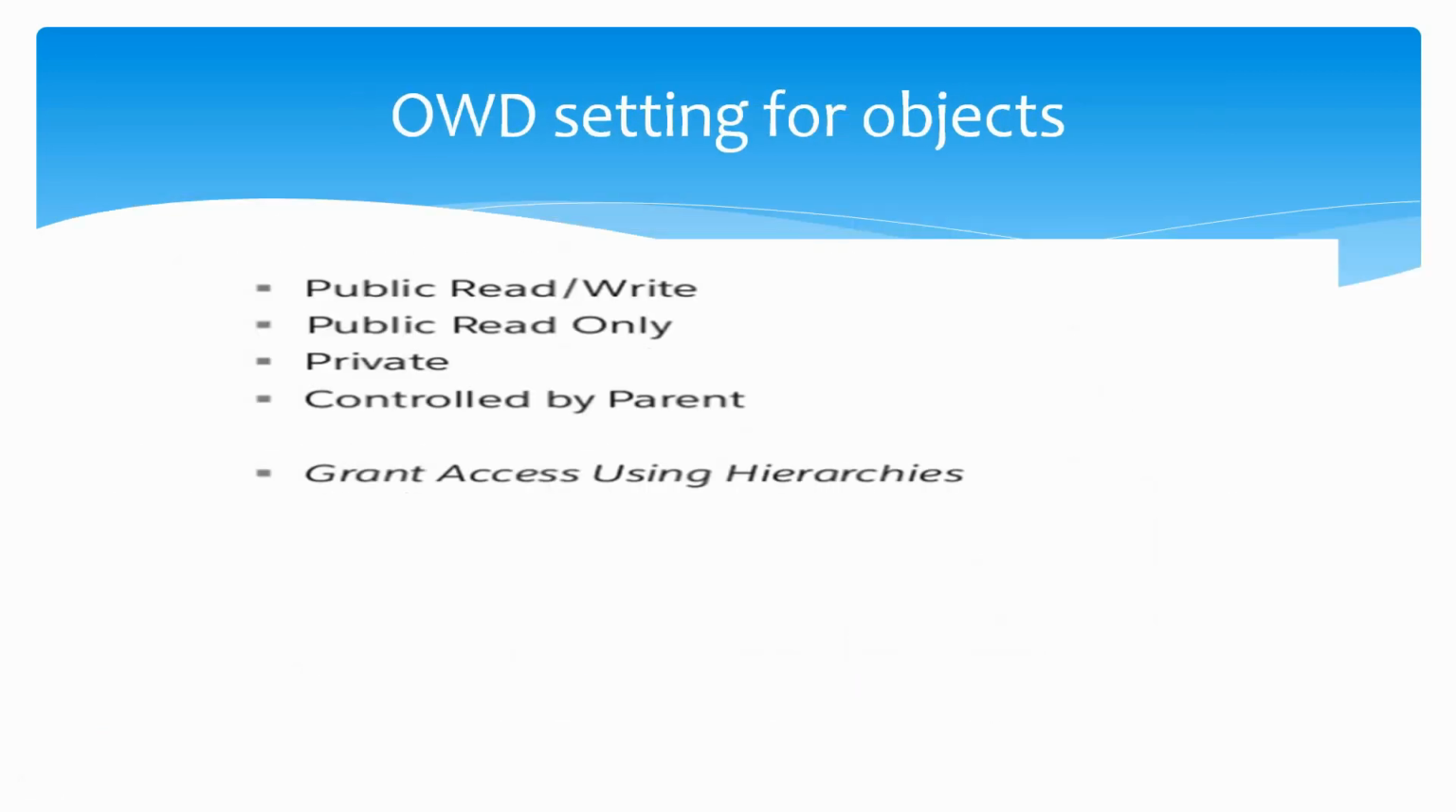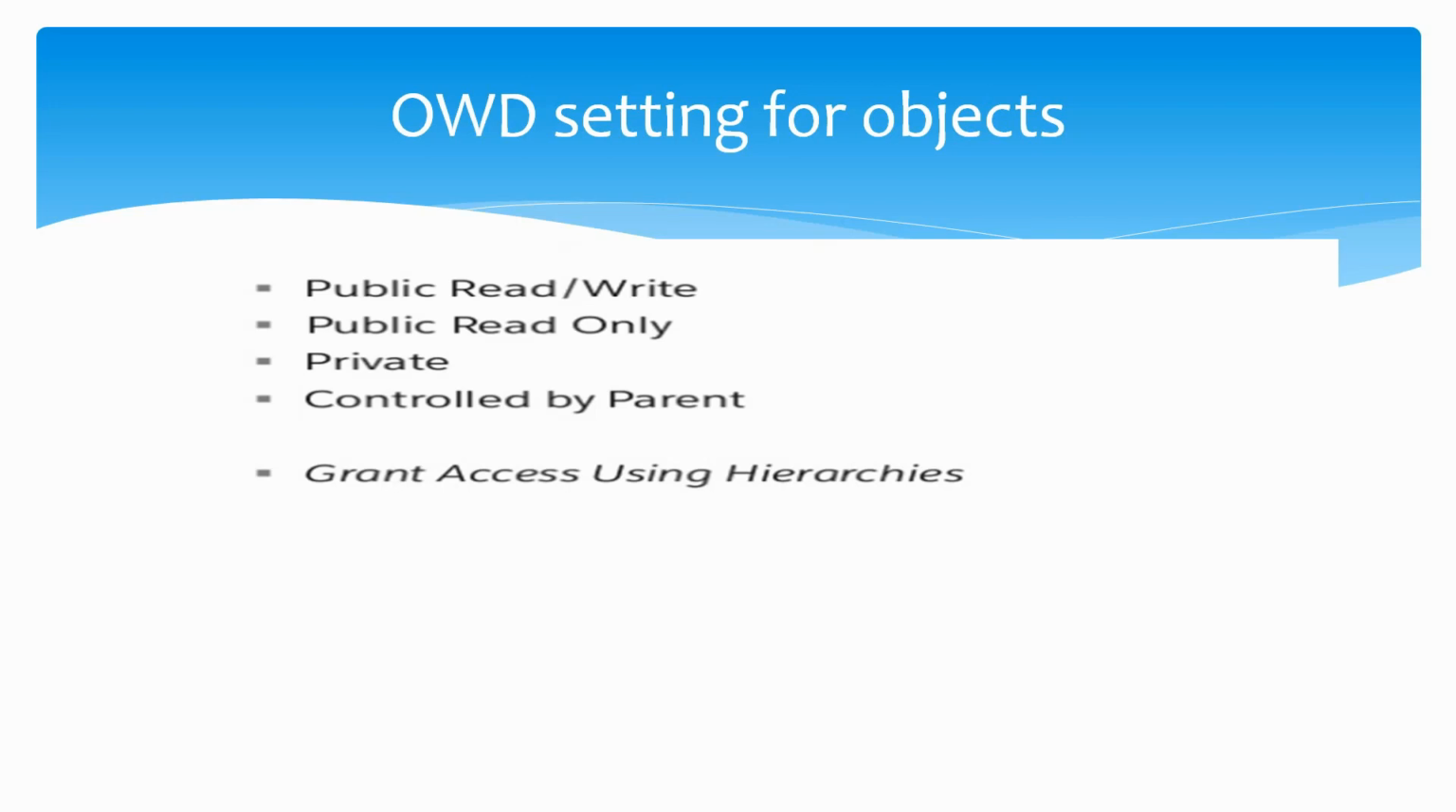Some of the basic OWD settings: public read write means that all users in the organization can access the record and read and write. If it is public read only, then only read access is allowed. If it is private, then your sharing rules and role hierarchy apply. If the OWD is set to private, only the owner of the record can see the record, or anybody above him in the hierarchy, that is his manager.